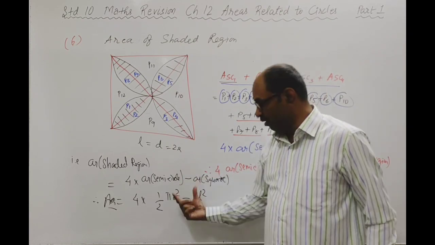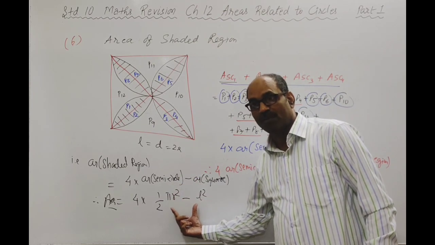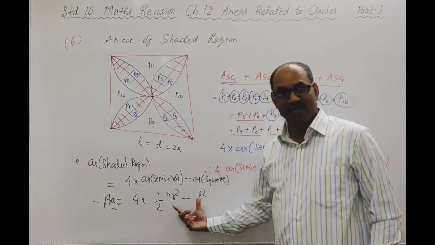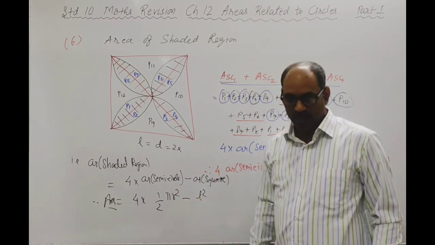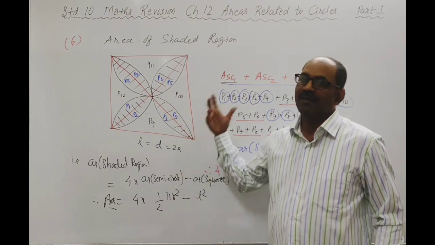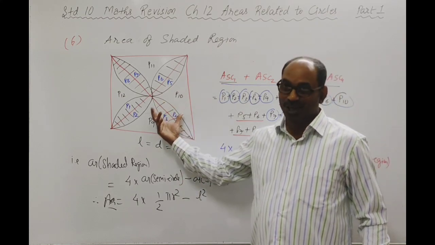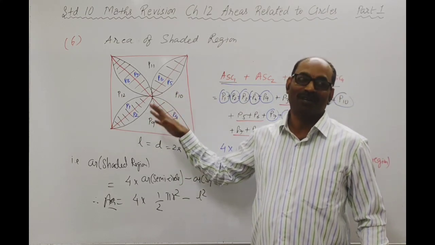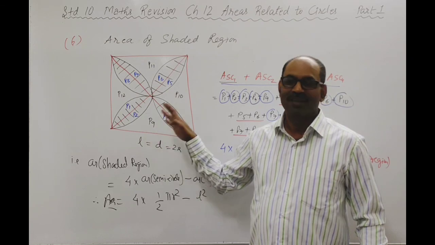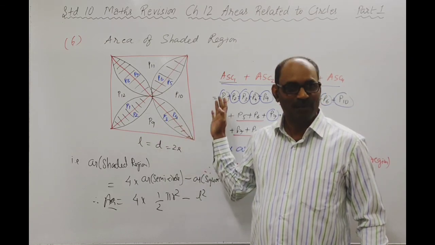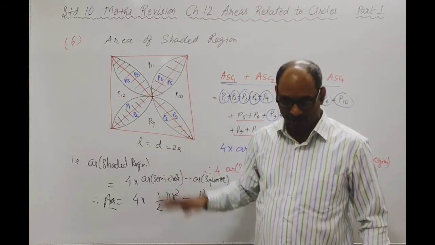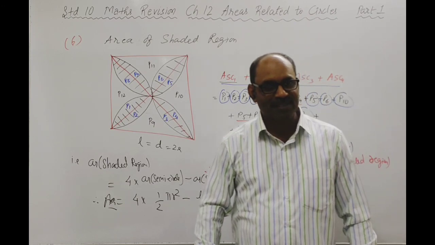Okay? I hope you have understood how this formula was formed. How was it made? All right? So for this particular figure, remember, the area of the shaded region is 4 times the area of a semicircle minus the area of the square. Is that clear? Okay.